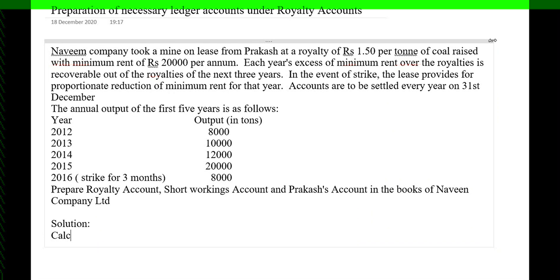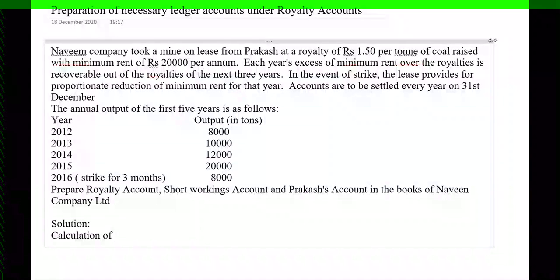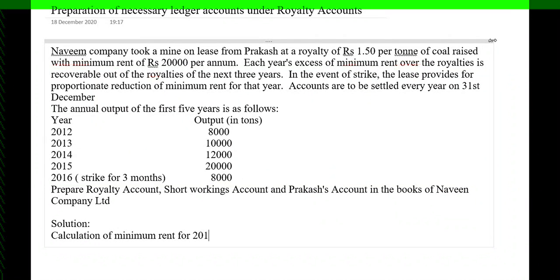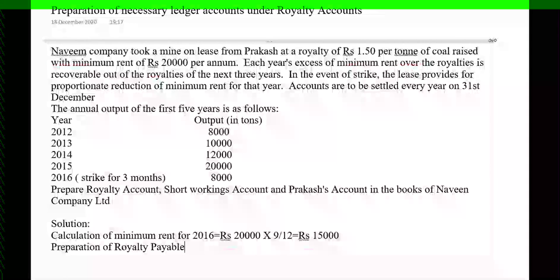So let us write down here the calculation of minimum rent for 2016 equals rupees 20,000 is the minimum rent into 9 divided by 12, that equals rupees 15,000. Now let us first prepare the royalty payable chart.